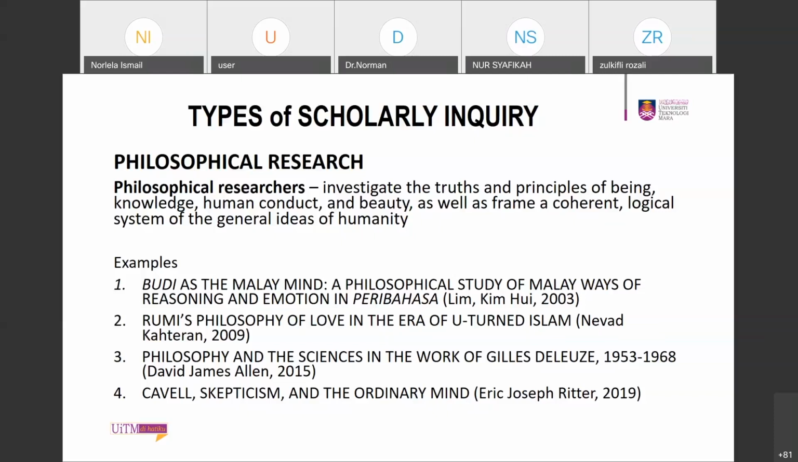One is by our own scholar, Lim Kim Hui. He studies the Budi mind, a philosophical study of Malay ways of reasoning and emotion in pre-modern Malay texts. Also studies on Jalaluddin Rumi's philosophy of love, as well as philosophy in the work of Gilles Deleuze, one of the influential postmodern thinkers or philosophers from Europe.